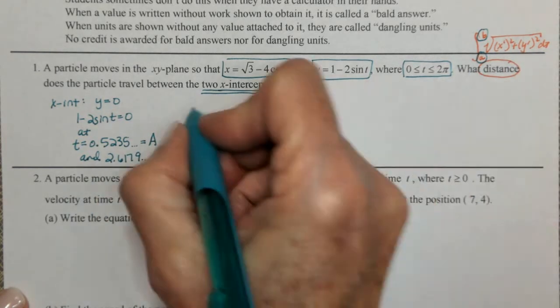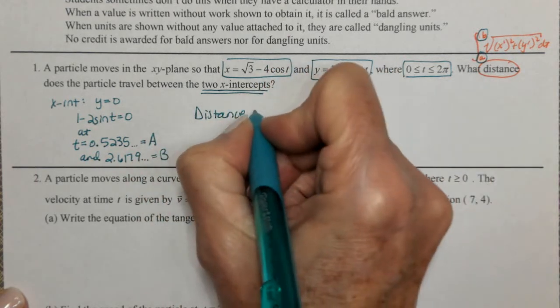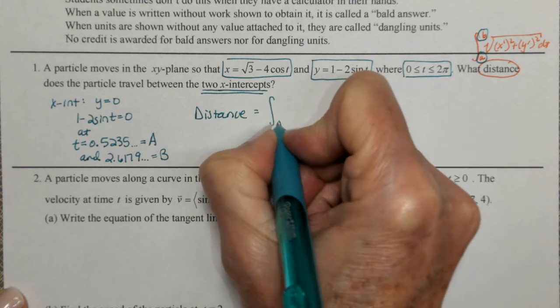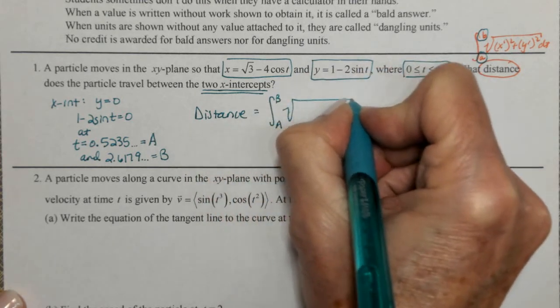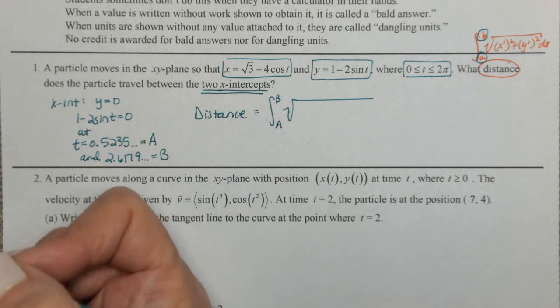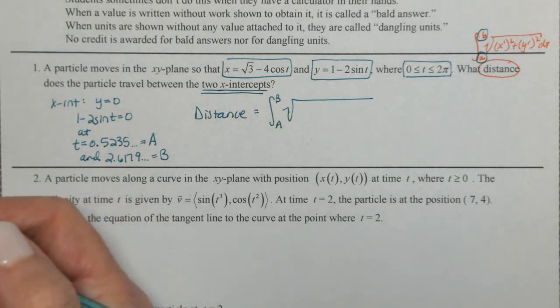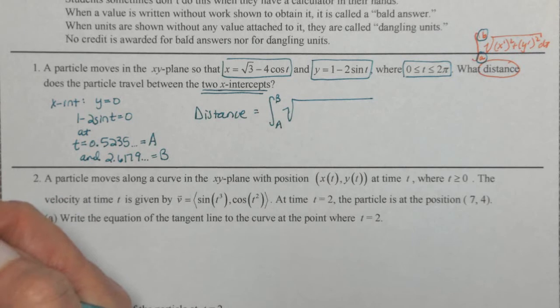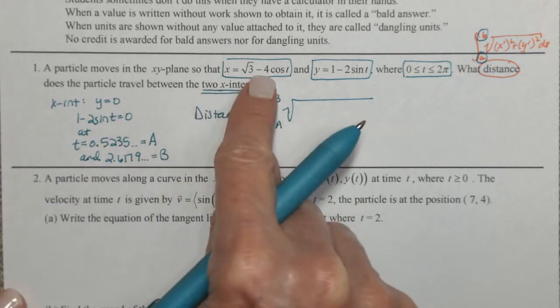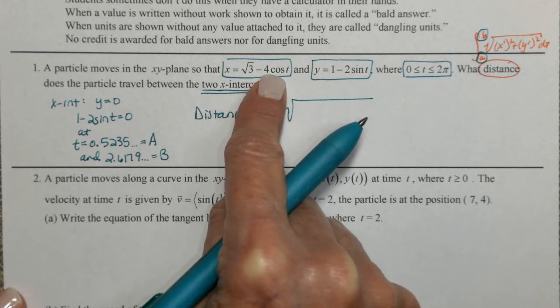Now I want the distance the particle travels, right? So that will be the integral from A to B of the square root of x prime squared plus y prime squared. Our calculator can do the derivative, but this is really easy for me; it would take more time to have the calculator do it than for me to do it. So I'm just going to do this myself.